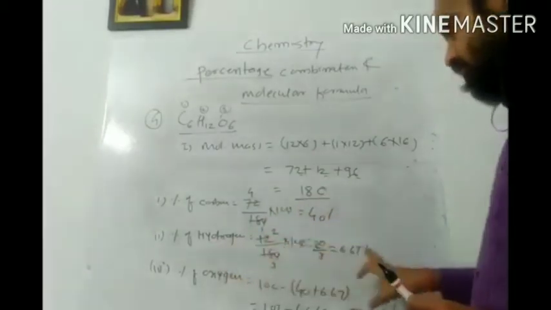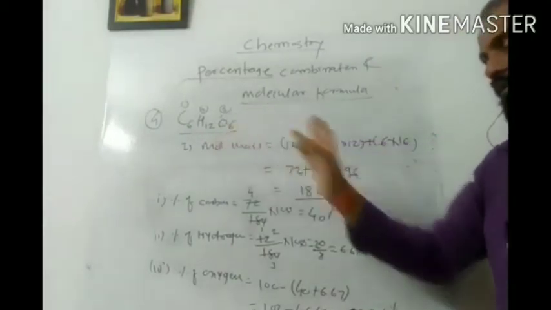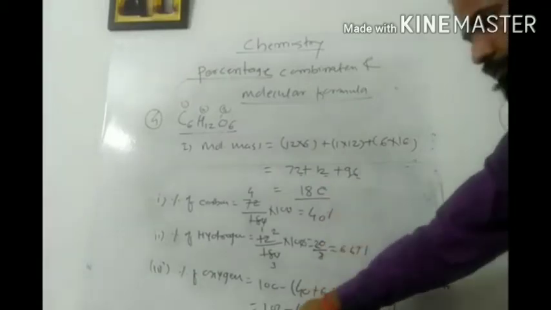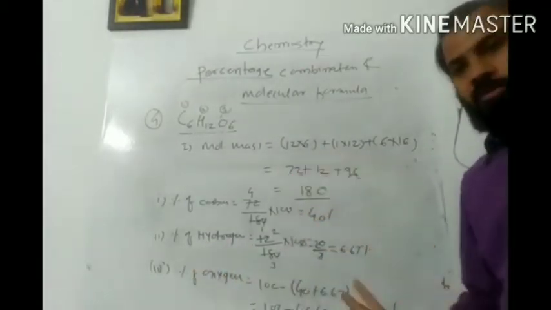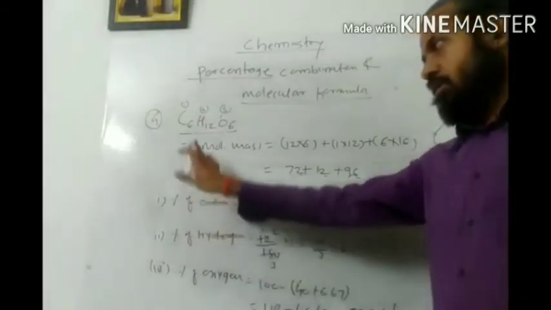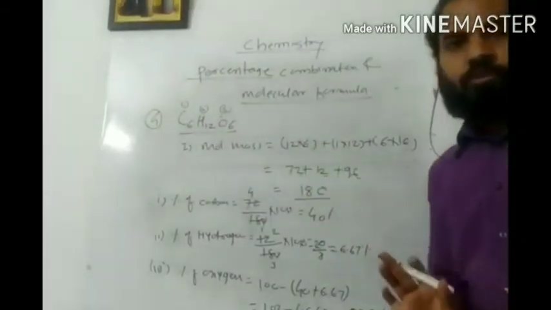Similarly, I calculated the percentage of hydrogen here, and in order to get the percentage of the third element, what I did, I just added the two and subtracted from 100, that gives me by default the percentage of oxygen, or you can use the formula also. So I think it is convenient for you if 3 elements are there in a compound. In this way you can calculate the percentage composition.